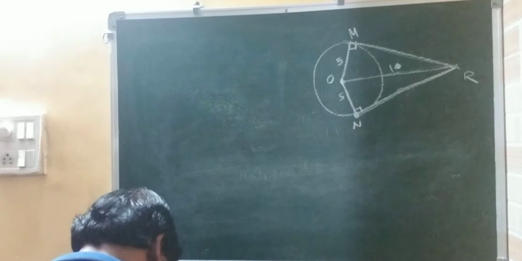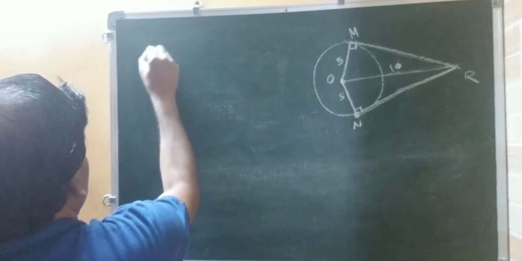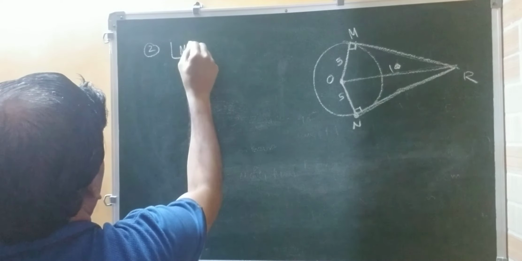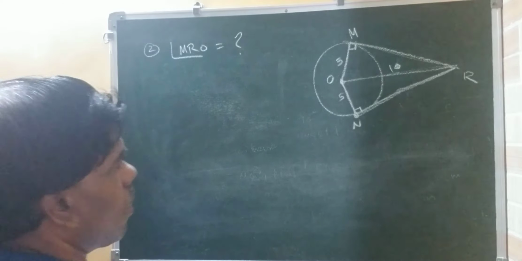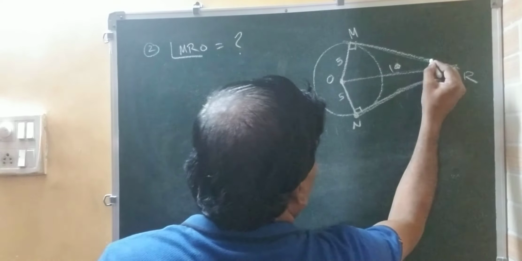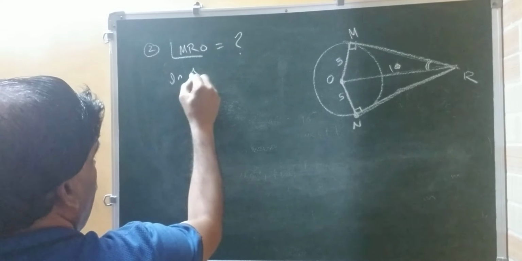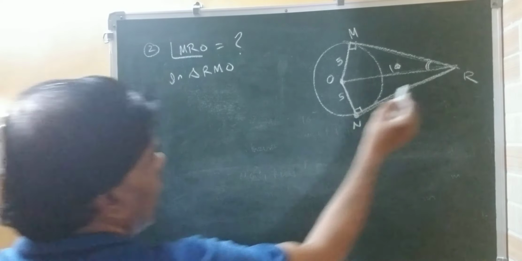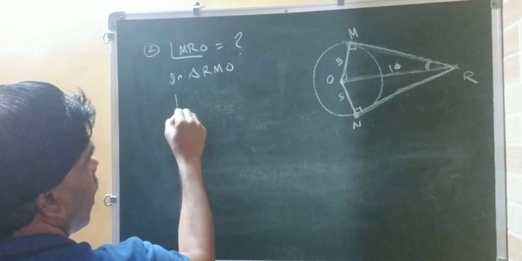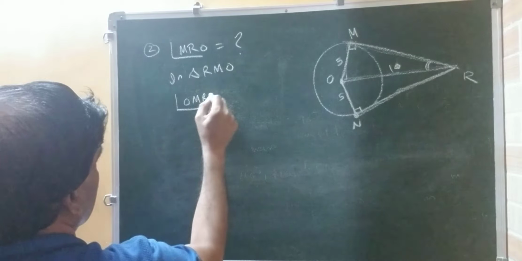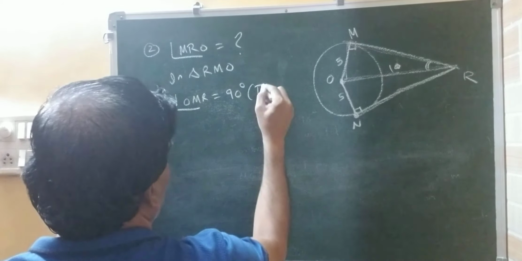What does the second part say? What is the measure of angle MRO? You have to find out this angle. Okay, so in triangle RMO, we will take this triangle RMO. Now what is OMR? Equal to 90 degrees. What is the reason? Tangent theorem.